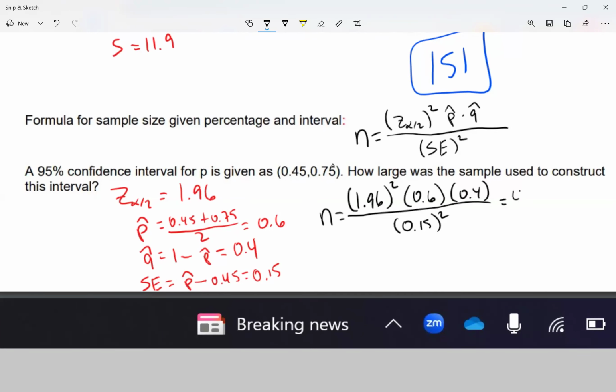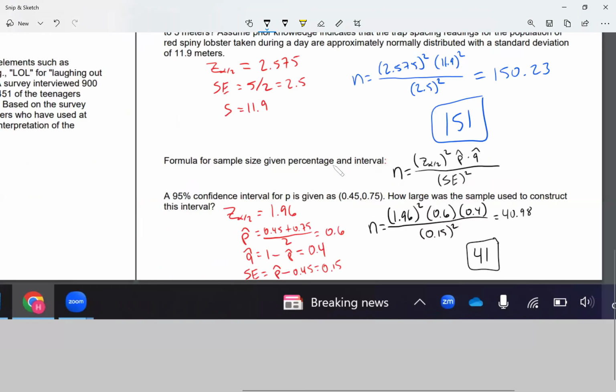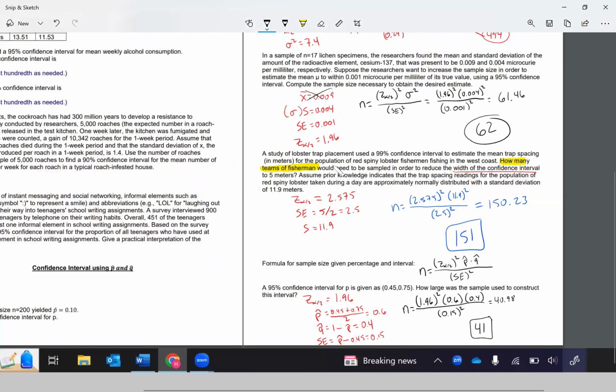So this gives me like 40.98 or so. Okay. Again, I cannot have decimals because on a sample, I cannot cut a person in parts. So I have to have a whole number, but it cannot be less than 40.98. So my answer in this case will be 41. And that's what we did.